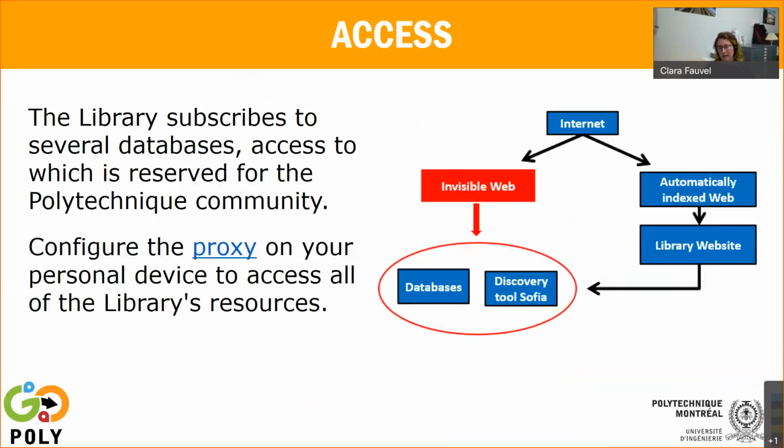Okay, so I said before that the electronic resources are reserved to the community only. So that's why if you try to search on Google, for example, you try to search for some articles and you try to access some of the Polytechnic resources, you will not find them this way, because they are part of a membership for some resources that we have. And to access them, you have to go through our library's website, and you can have access to our databases and our discovery tool, Sophia. I'll just explain to you what those two are. So if you try on Google, here is the invisible web, you won't find the information this way.